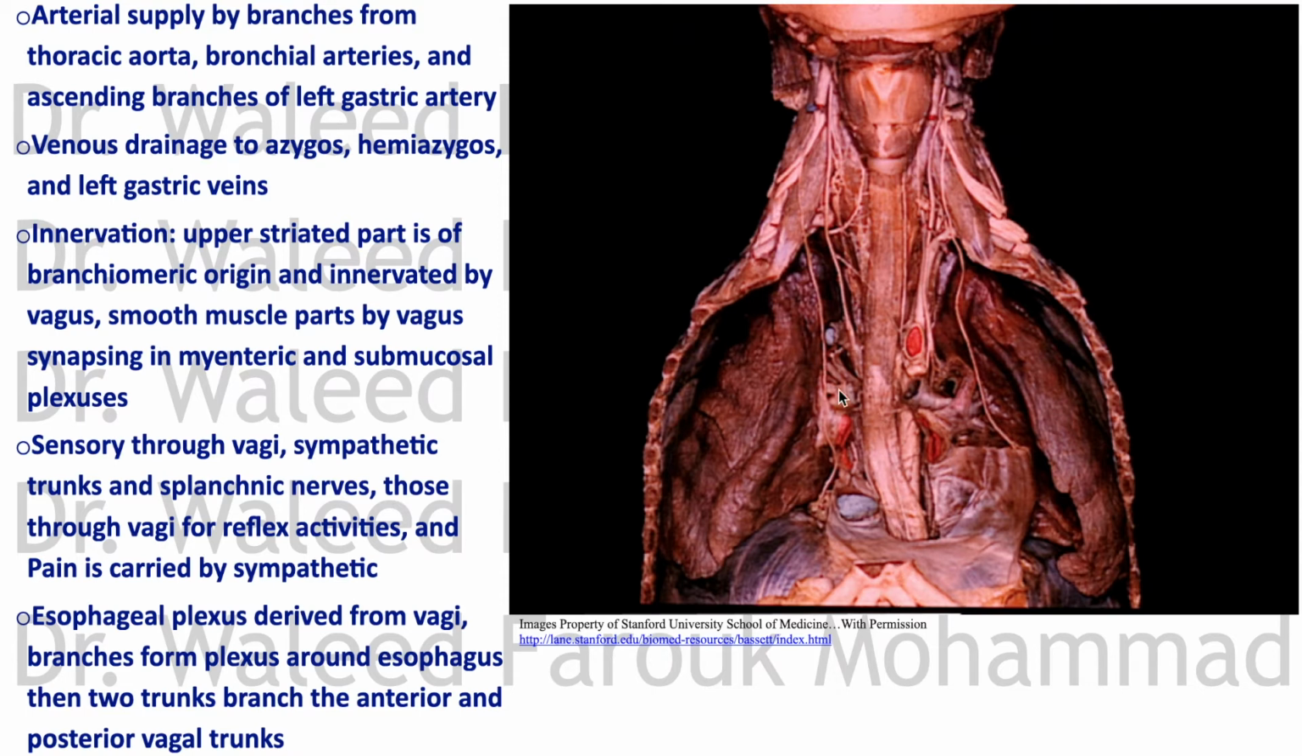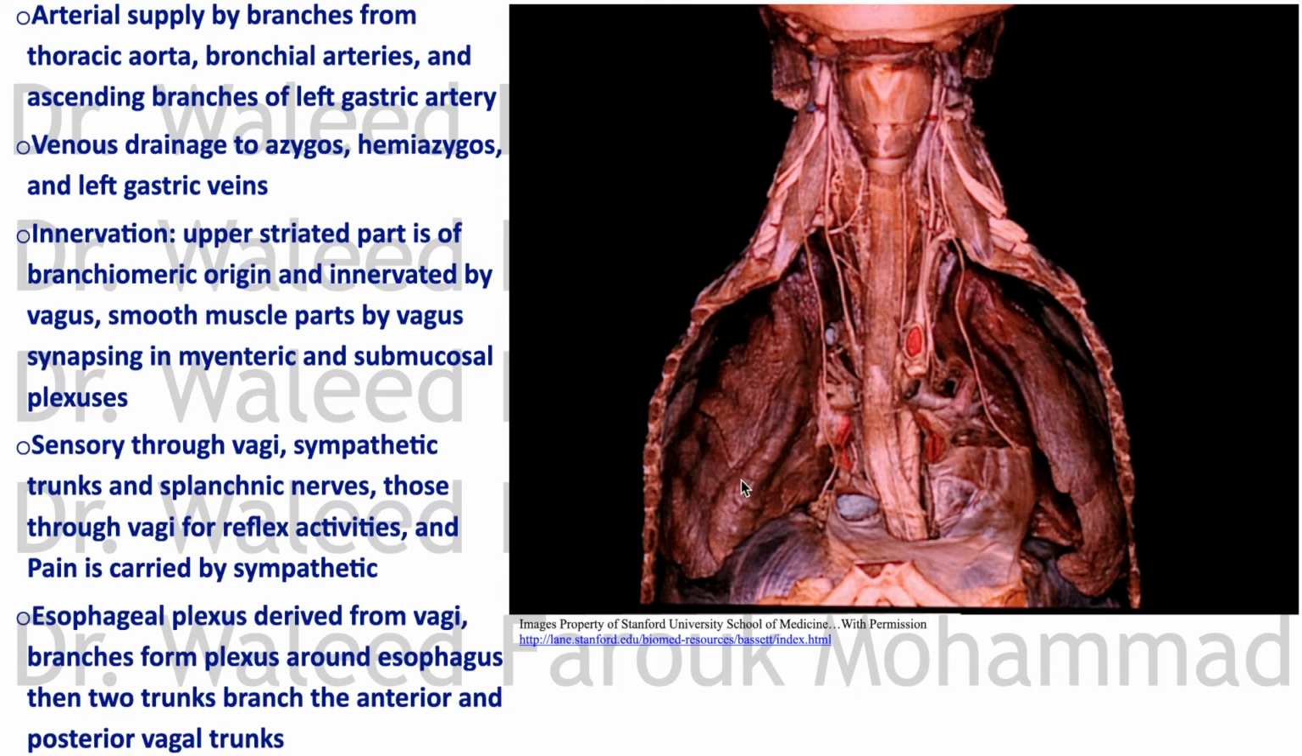Of course, you know that the parasympathetic ganglia are at the organ site. It's not near the CNS. So all these branches are preganglionic. The ganglia exist in the wall of the esophagus, in the submucosa and between the muscle layers, in the form of submucosal and myenteric plexuses in the wall of the esophagus.